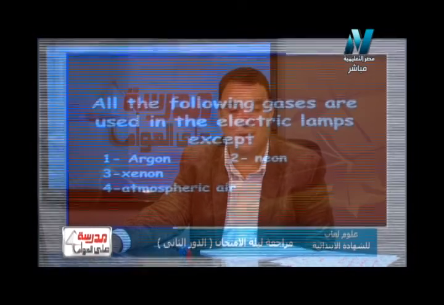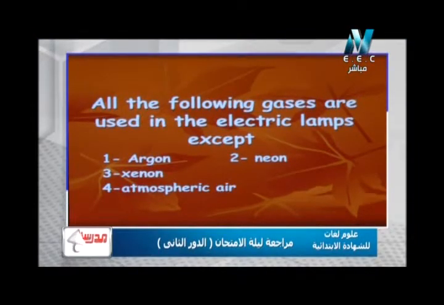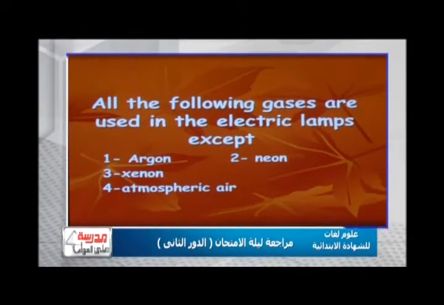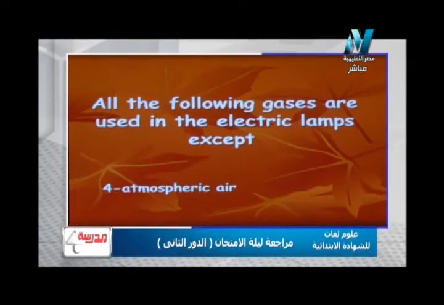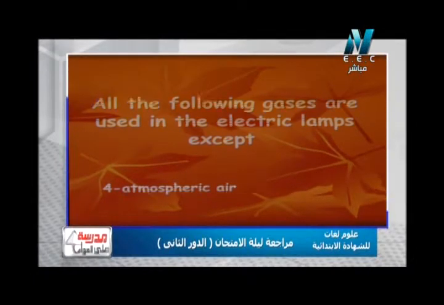Why? Because we know atmospheric air contains oxygen gas, and the oxygen gas helps in burning. So the filament of tungsten will burn immediately because oxygen gas helps in burning. So again, we cannot use oxygen gas in the electric lamp or in the light bulb. So again, the question says, all the following gases are used in the electric lamps except surely atmospheric air, because what? Because it contains oxygen gas. عشان هو فيه oxygen gas. Another question.